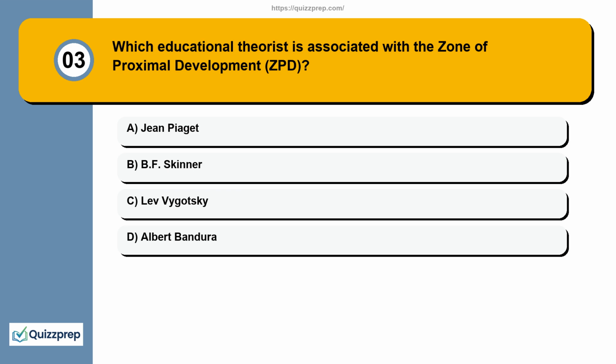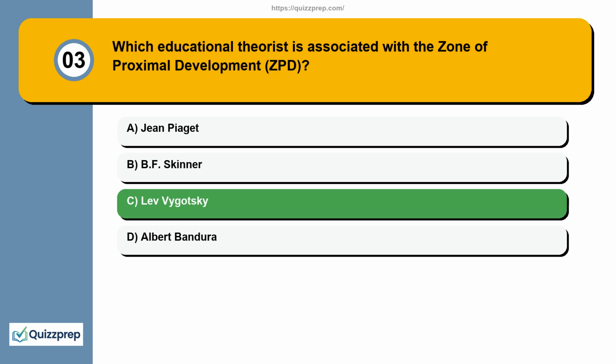Question 3. Which educational theorist is associated with the zone of proximal development, ZPD? Here are your options. Option A. Jean Piaget. Option B. B.F. Skinner. Option C. Lev Vygotsky. Option D. Albert Bandura.